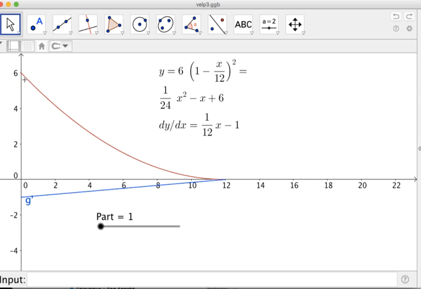Here again we can see that the height of the water is constantly decreasing. The rate at which it's decreasing slows, and that shows up here by this derivative function having its lowest value but the highest magnitude at 0, and then that magnitude moving closer and closer to 0 as the time moves closer and closer to 12.